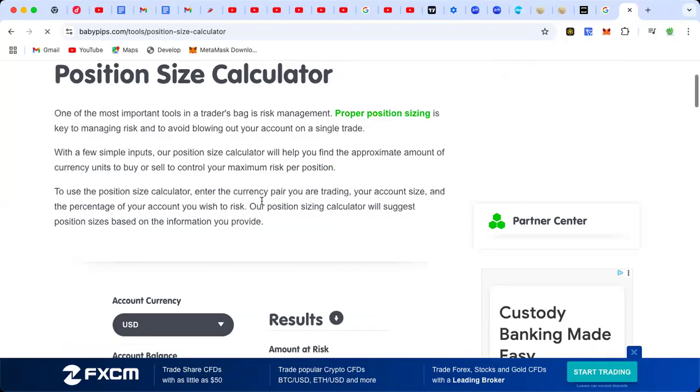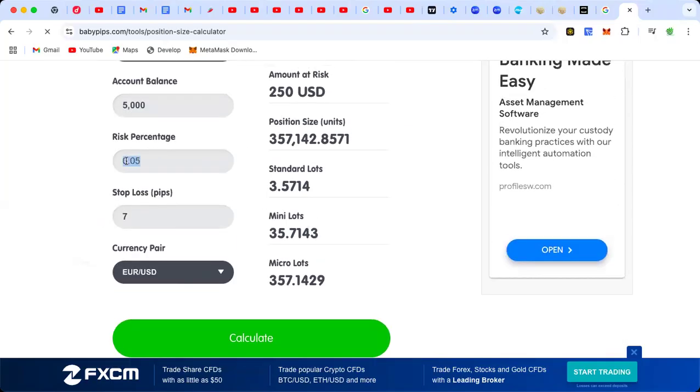Let's say 10%. That would be $500. So if it's 10%, $500, you can consume 7.14 lot size. So let's say you divide it into 4, or 3, or 2. Let's say 3.5 lots. That's a standard lot. That is what you are going to open, all right?